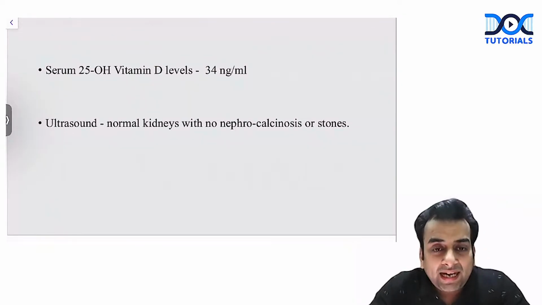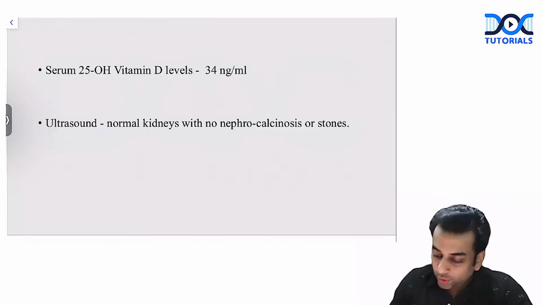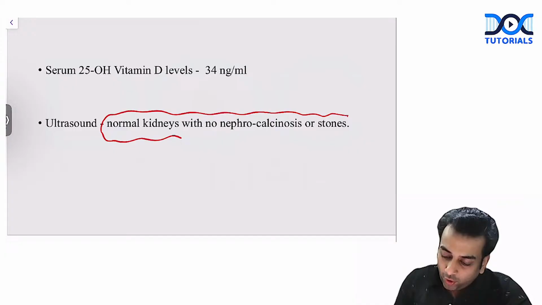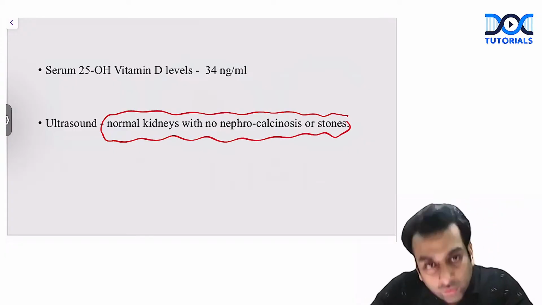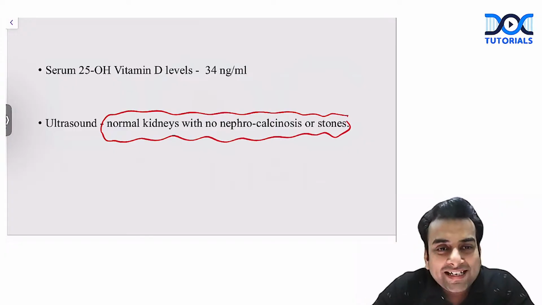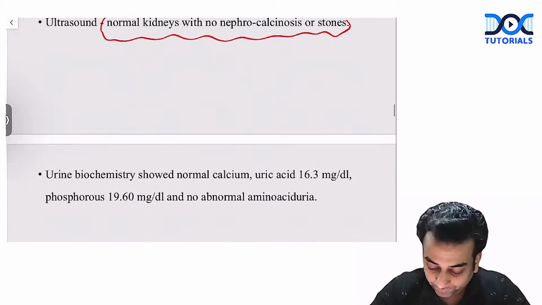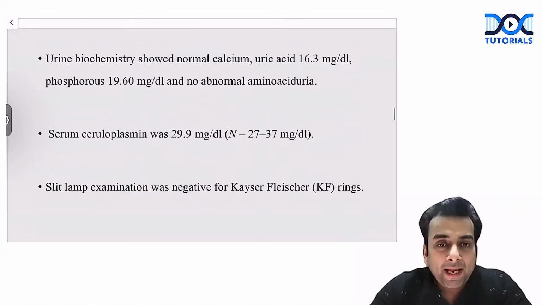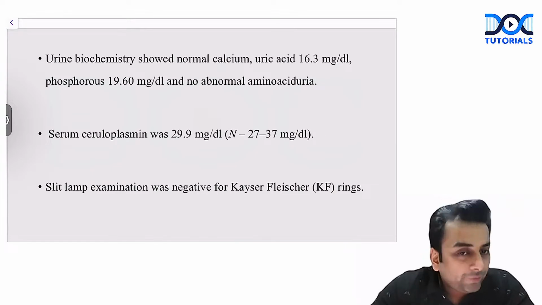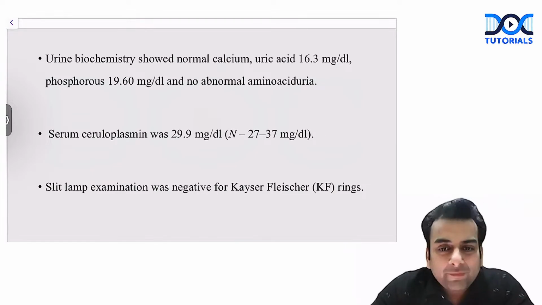The patient had normal vitamin D levels, and the ultrasound reveals no nephrocalcinosis or kidney stones. No kidney stones. This is also important. Why? I'll come to you. Urine biochemistry showed normal calcium, uric acid of 16.3, phosphorus of 19.6, and there was no abnormal amino aciduria.